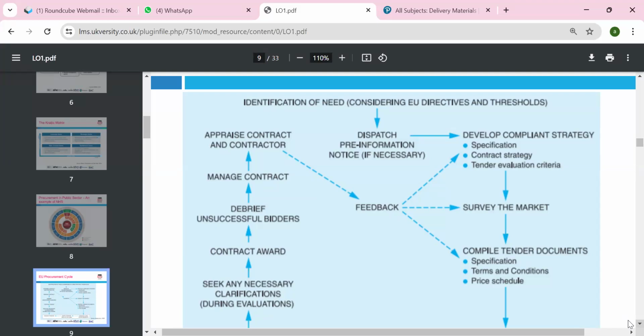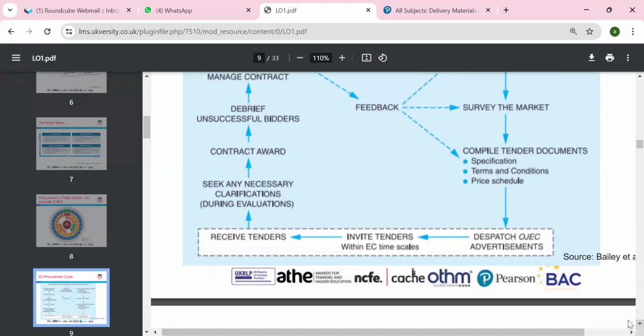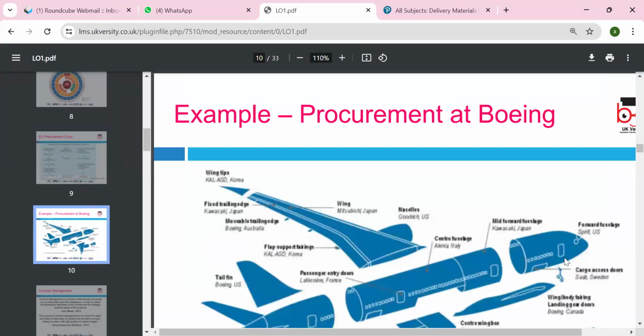Develop the compliance strategy, specification, contract strategy, tender. We can survey the market and compile the tender documents: specification, terms, and the price schedule. And then we receive tenders, invite tenders within the EC time scale, and dispatch the advertisement. That's the process we can follow to meet the compliance and the legal process.